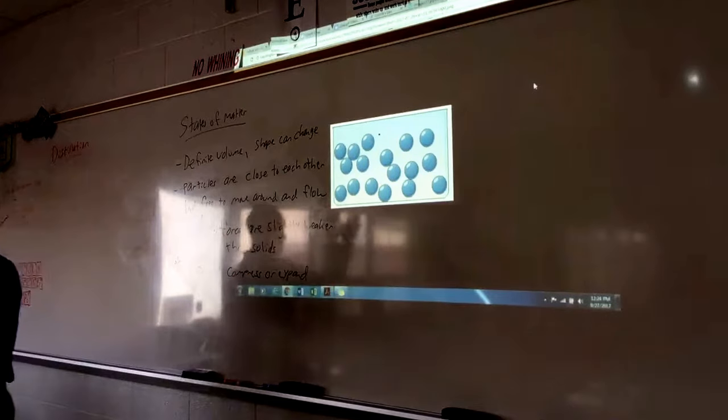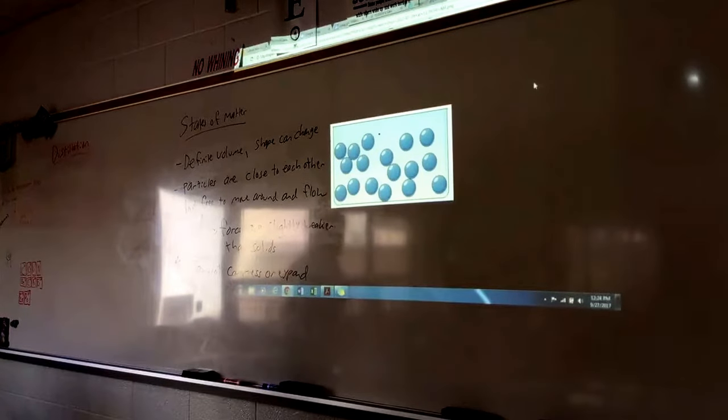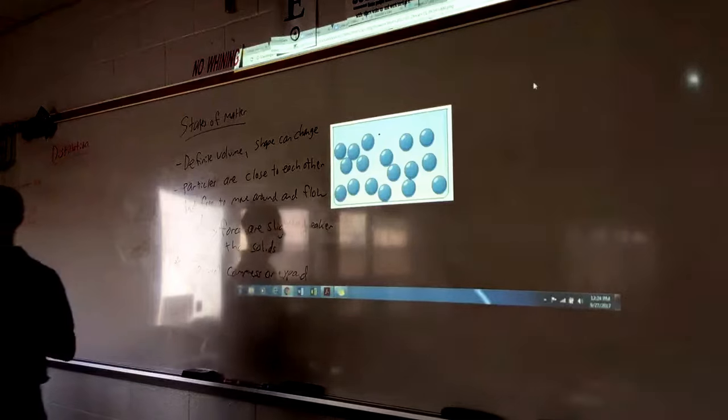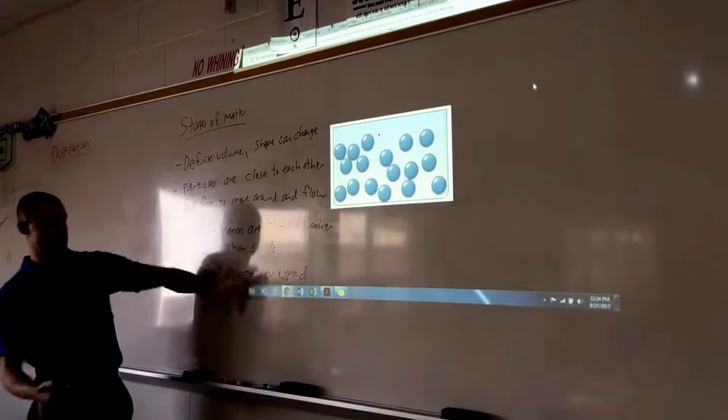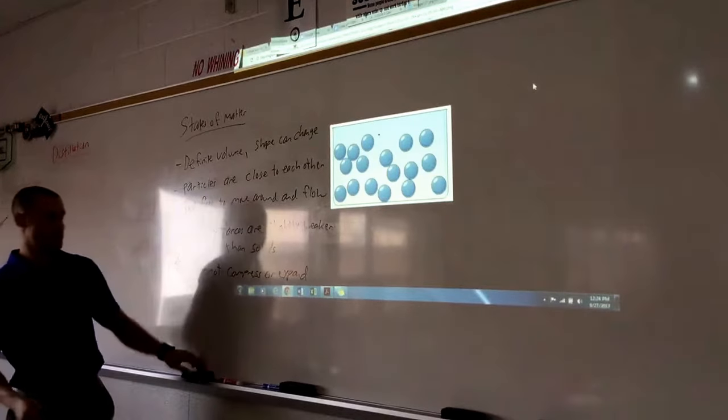Kids say, wait a second, what about evaporation? Well, that's a gas. Once a liquid evaporates, it's not liquid anymore. It's a gas, it's a vapor. So then these don't apply to the vapor. Okay.